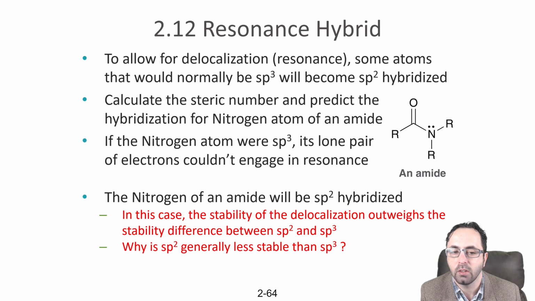So in terms of delocalization, some atoms that would normally be sp3 will become sp2 hybridized. This depends on the atom. You'll want to look at how many bonds it has, calculate the steric number, and that's how you will know what the hybridization is. For example, here the nitrogen starts as sp3 hybridized, but when resonance occurs, it goes into sp2 hybridized.